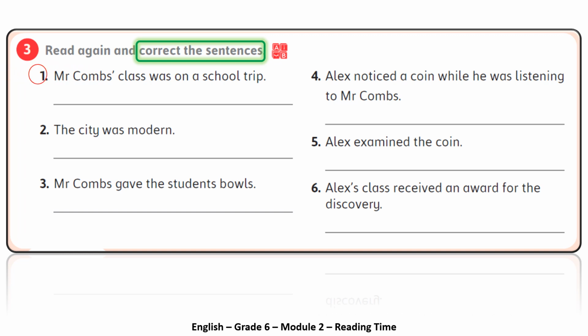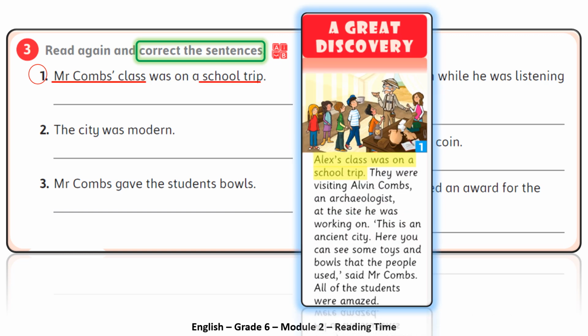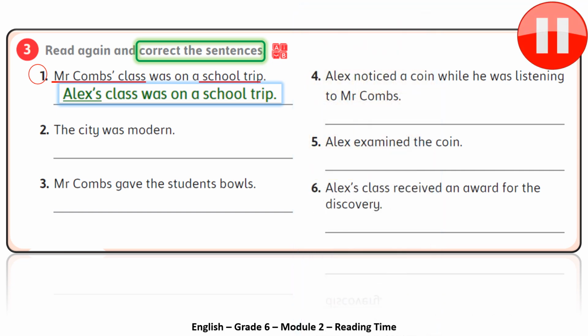Mr. Combs' class was on a school trip, so we search for these words. Let's go to the text. We'll find in paragraph number 1, Alex's class was on a school trip. So the correction is Alex's class was on a school trip. Now pause the video till you finish correcting the remaining 5 pieces of information.